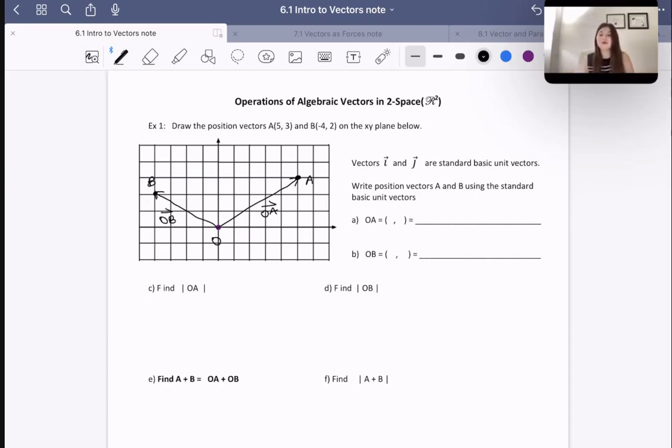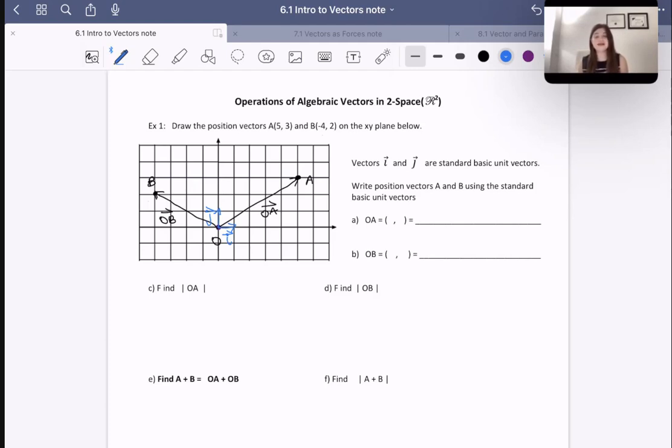Today I'm also going to introduce some standard vectors. There are unit standard vectors that are i and j. What i represents is one space to the right, and j represents one space up. So every time we have an x coordinate, that has to do with i. For every i we have, we move right one, and for every j we have, we move up one.